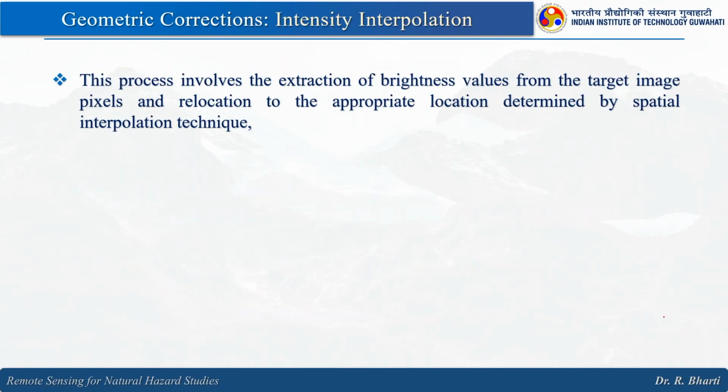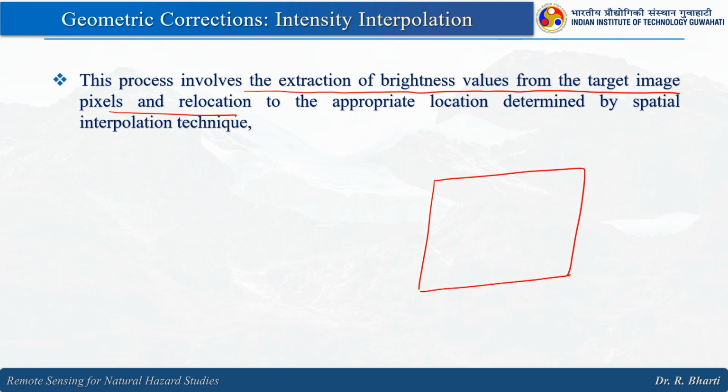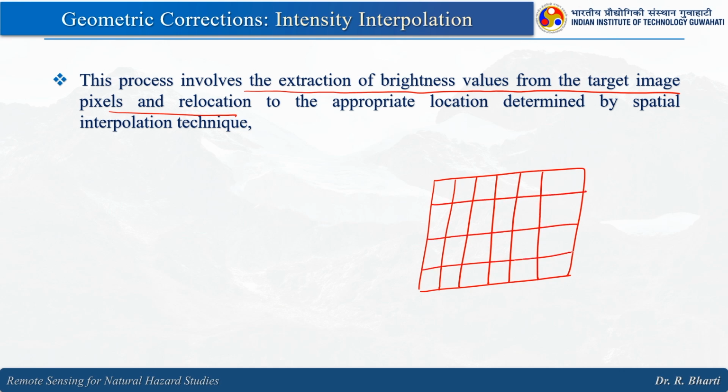Now, we will talk about the intensity interpolation. This process involves the extraction of brightness values from the target image, right. So what is happening now? From the spatial interpolation, what did we do? We have reoriented the pixels so that their shape and size are consistent, right. Now, this is the raw data, let us say, and here you have the pixel values.